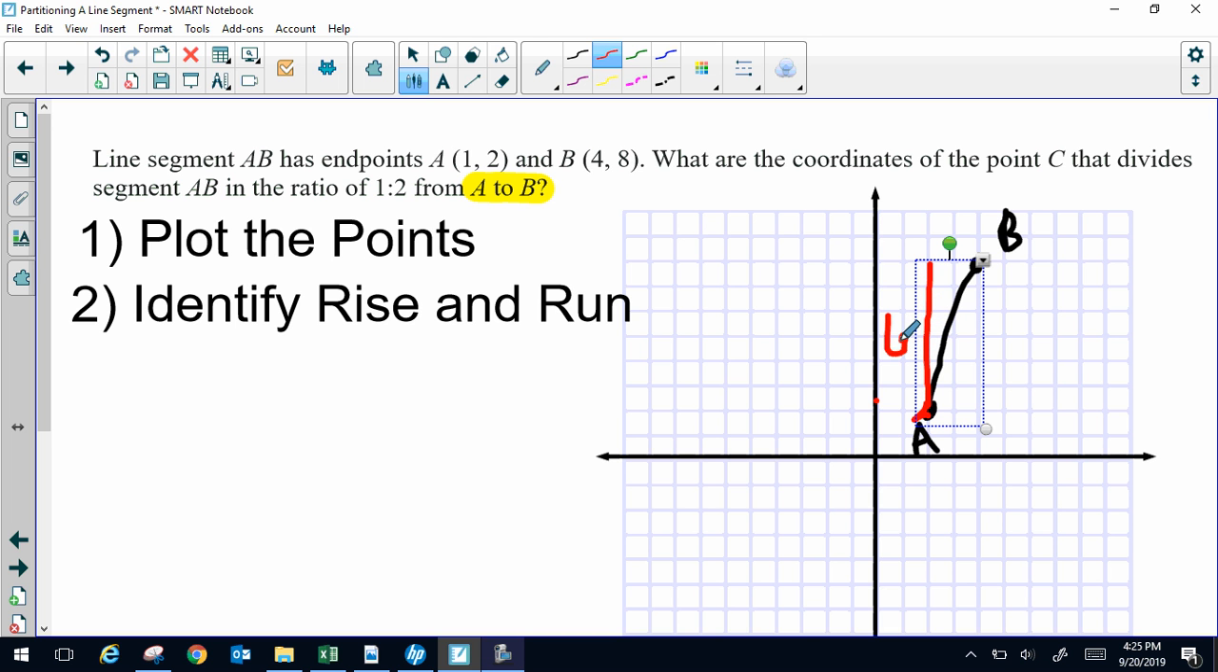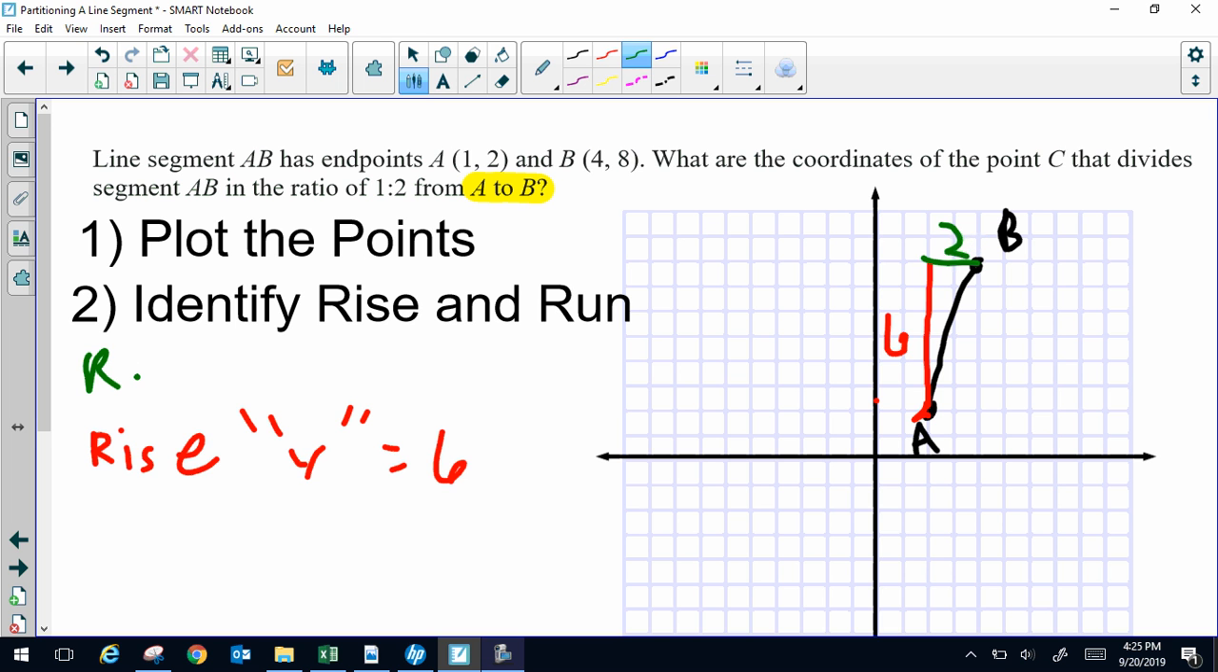So that means that my rise, or my y value, is equal to 6. Okay, then we also have our run, and because it's going to the right, that means it's also going to stay positive. Our run is 2. So the run here, or my x value, is going to equal 2. Okay. So then we identified our rise and run. Because it went up, it's positive. Because it went right, it's positive.